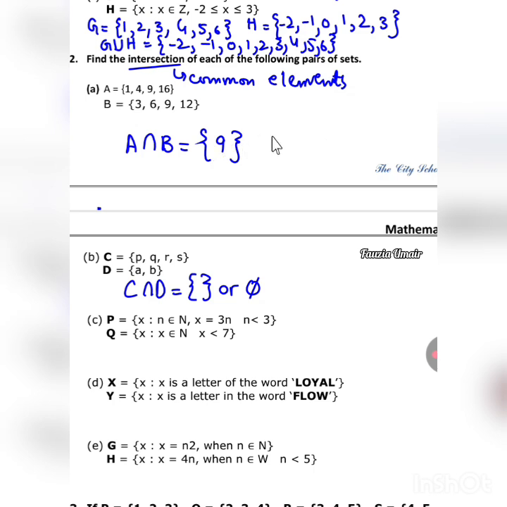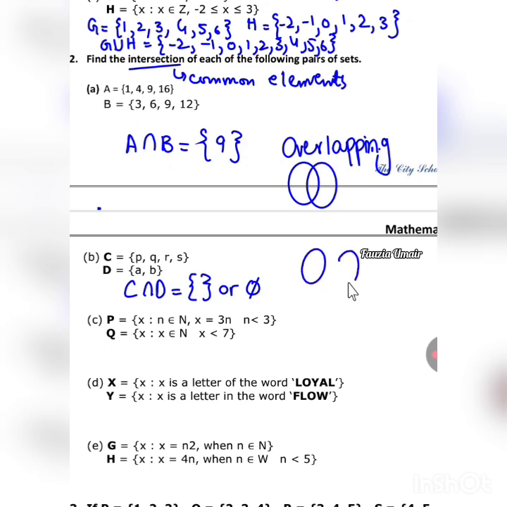So if I draw a Venn diagram of these sets, this is an overlapping Venn diagram where the two sets have some common elements. But if we draw a Venn diagram for the B part, the two sets are there, set C and D, but there are no common elements. They are not even overlapping. So these are called disjoint sets.